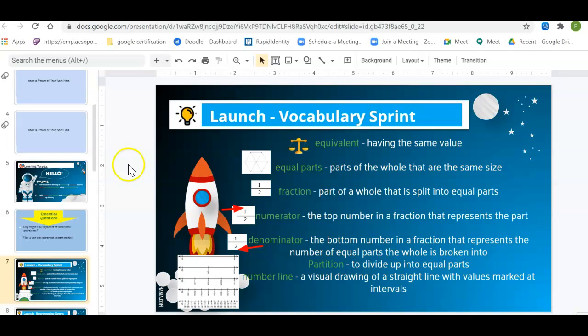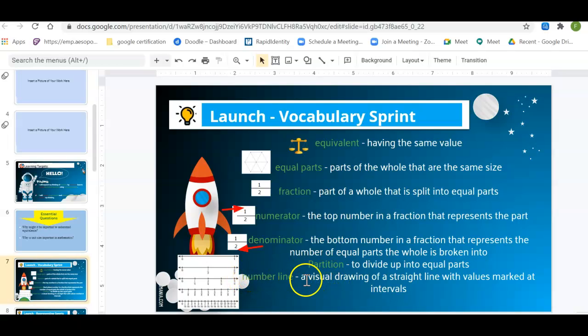Vocabulary. Many of these we've already copied in our notebooks from last week. Today we're going to add a new one. So if you haven't already copied the words and definitions into your notebook, make sure to go ahead and do that now. Pause the video as often as you would like. So the definition and word that we're adding today is going to be number line.